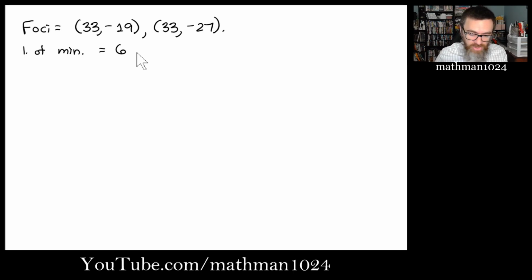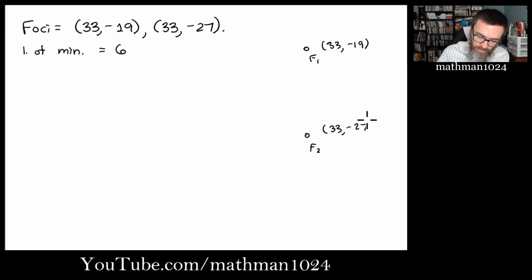All right, so your foci, they have the same x. That means they are oriented up and down like this. So let's call this F1, F2. So that's 33, negative 19 above, 33, negative 27 below.